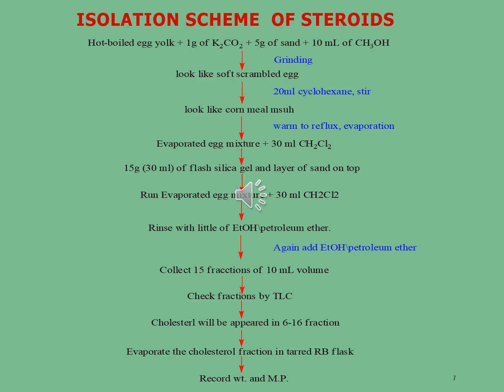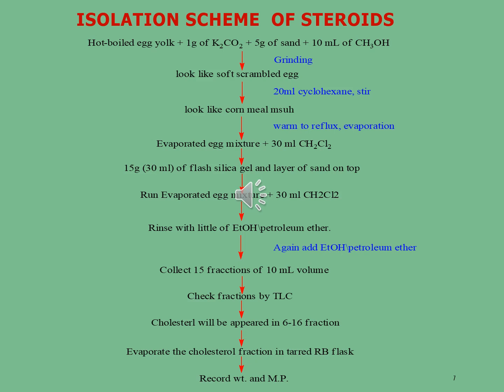In this material, we will add 20 ml of cyclohexane and stir it for some time. After that, we will take the cornmeal mush material. The whole material is then subjected to reflux and evaporation. After evaporation, we will get the evaporated egg mixture to which we will add 30 ml of methylene chloride. Now, this material is subjected to column chromatography in which we will take 15 gram of flash silica gel and a layer of sand on the top.